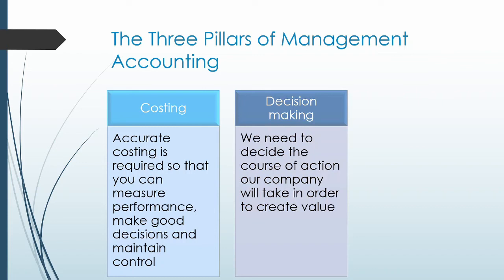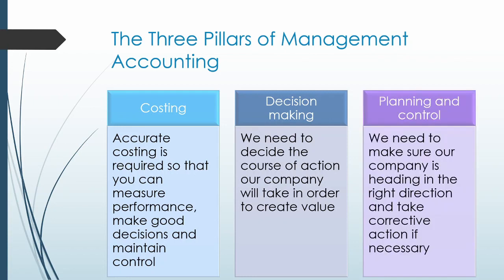Our second pillar is decision making. Management accounting needs to provide information that helps management to make good decisions, keep the business alive, and create value for all our stakeholders. Finally, our third pillar is planning and control. Here we need to provide information that helps us to take the company in the right direction. We also need to be able to identify areas where we are not performing according to plan and can improve.